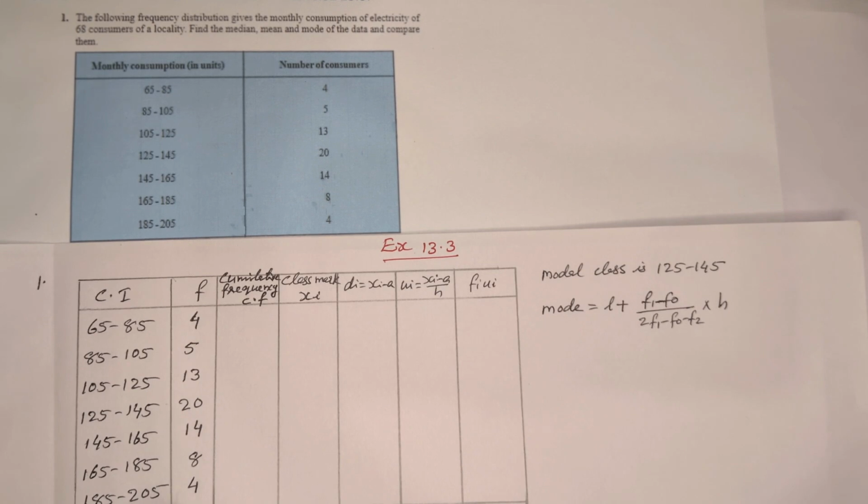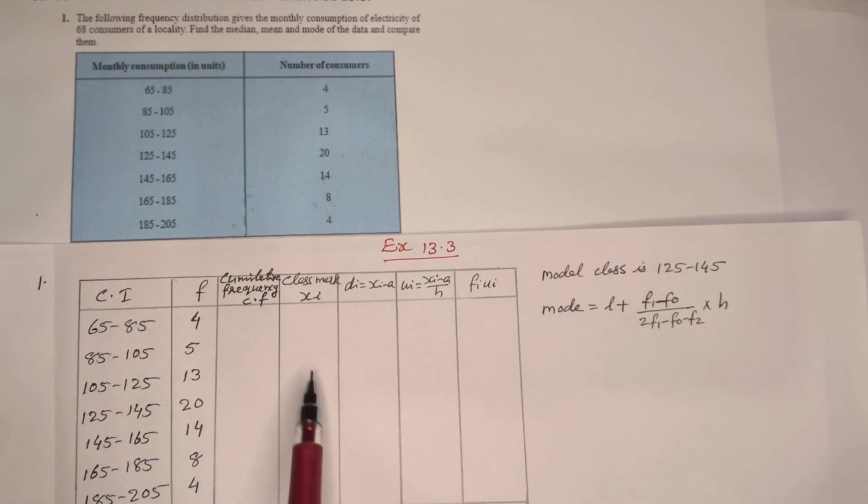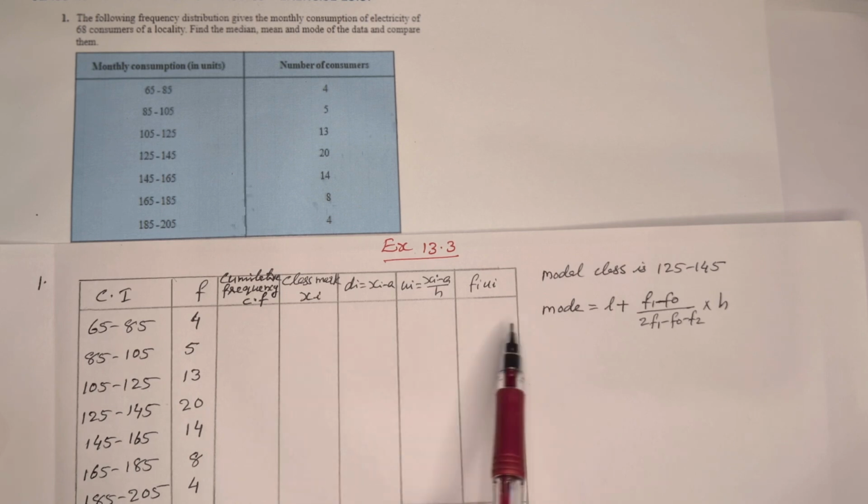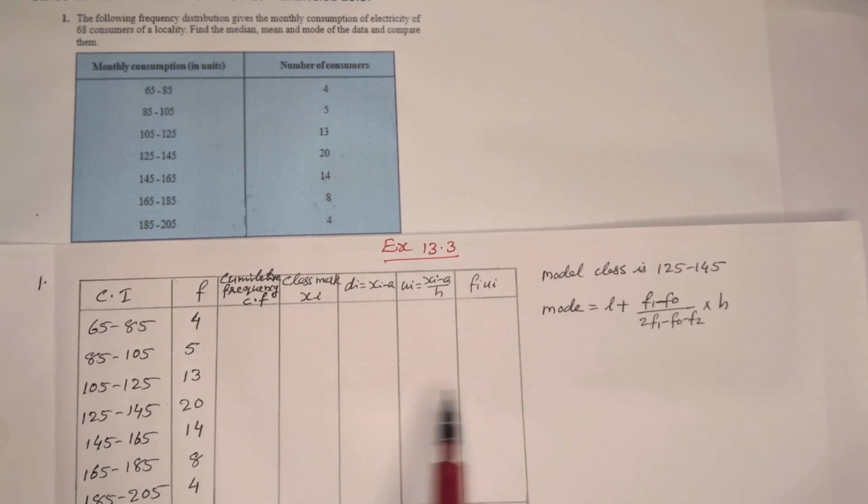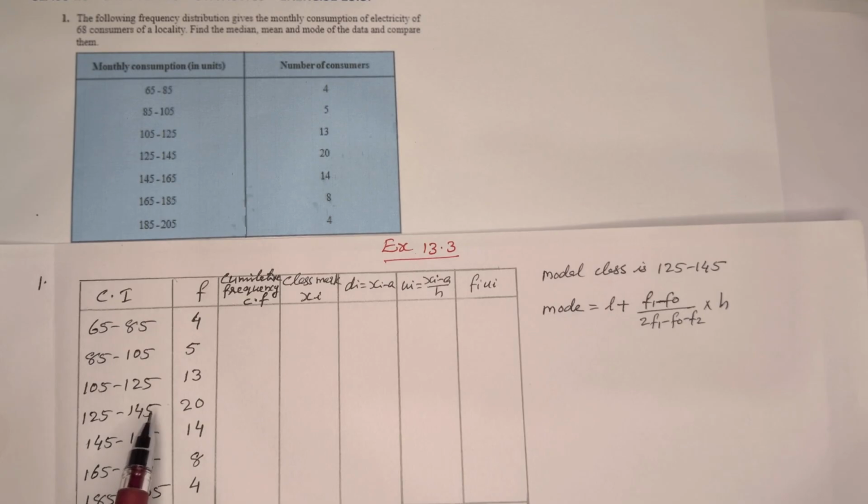Third exercise, question number 1. The following frequency distribution gives the monthly consumption of electricity of 68 consumers of a locality. Find the median, mean and mode of the data and compare them. So we are trying to do all this in the same table. First, by using these two columns, we can find the mode, then cumulative frequency. From that we will get the median, and by the step deviation method, in the remaining columns, we can find the mean. So first we are going to find the mode.